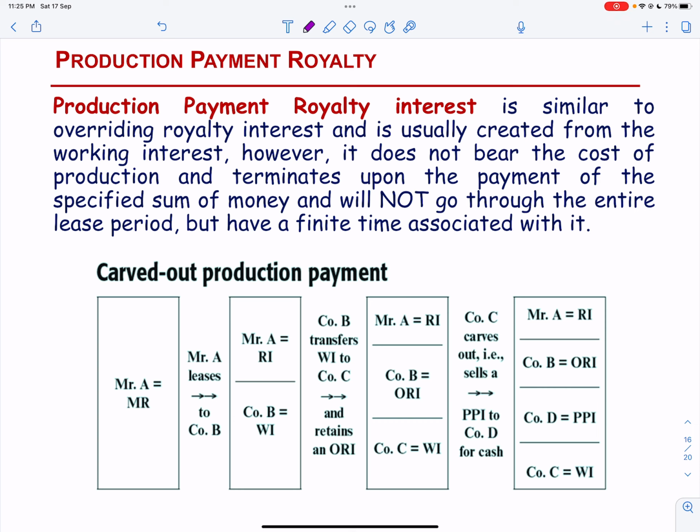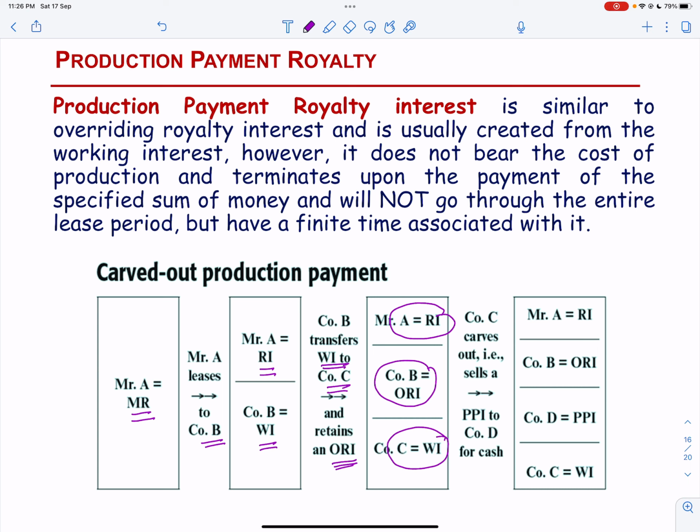So, Mr. A has the mineral rights and he leases it to company B. Now, Mr. A has the royalty interest and company B has the working interest. Now, company B transfers the working interest to company C and retains the overriding interest. So, company B has the overriding interest, A has the royalty interest, and C has the working interest.